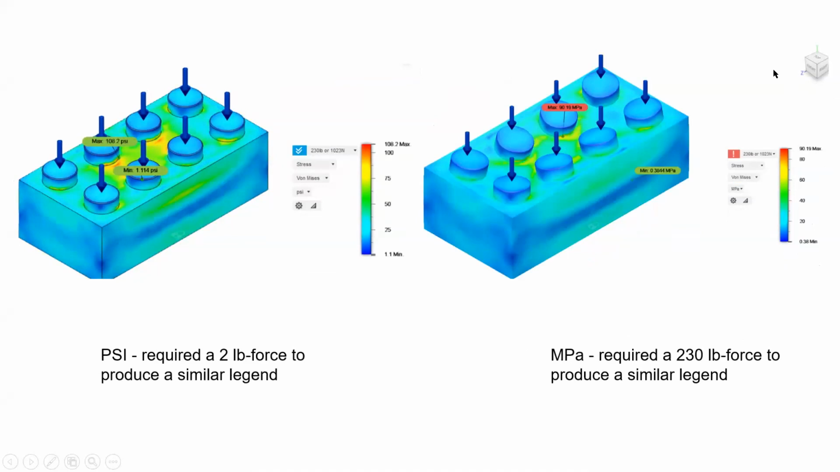PSI required us to use a 2-pound force to produce a similar legend, which was obviously not close to the adult force applied onto a brick. However, we were able to identify that megapascal was the right unit and helped us produce the right legend, which was comparable.